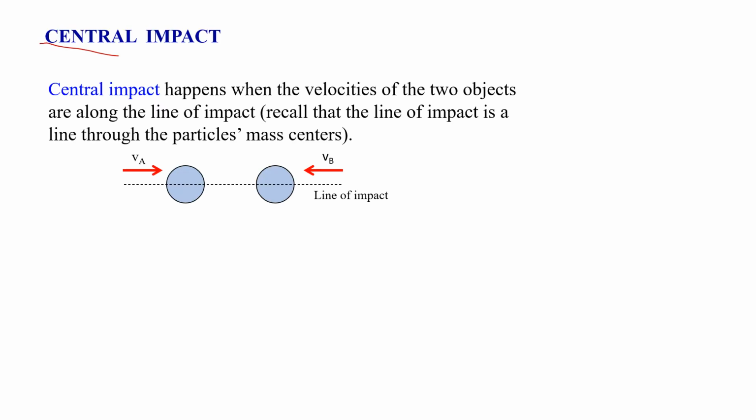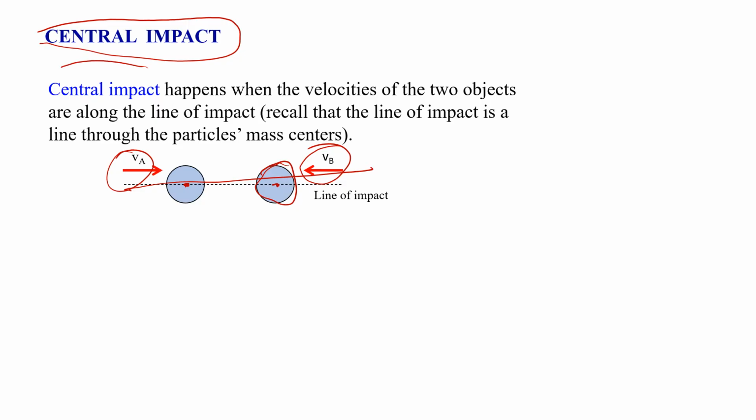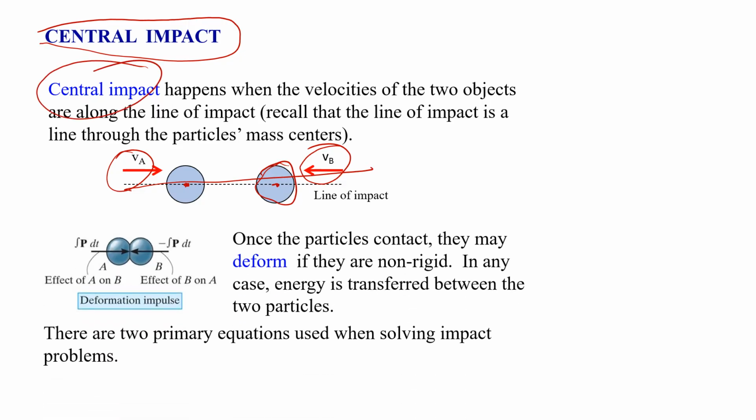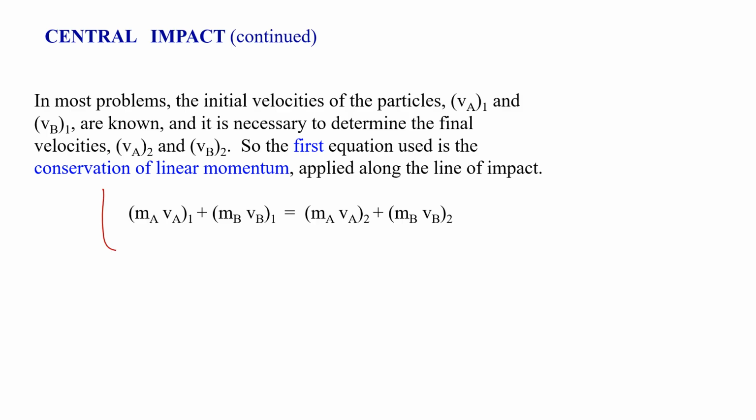A very common example of the linear impulse momentum principle is central impact. In central impact, two bodies are colliding along the line of impact. The line of impact is what you get when you connect the centers of mass of the two bodies. If the velocities are in the direction of the line of impact, we call it a central impact. If that is the case, you have two equations.